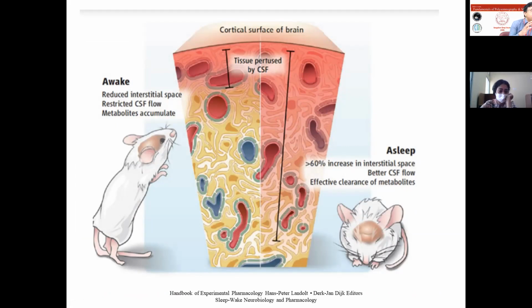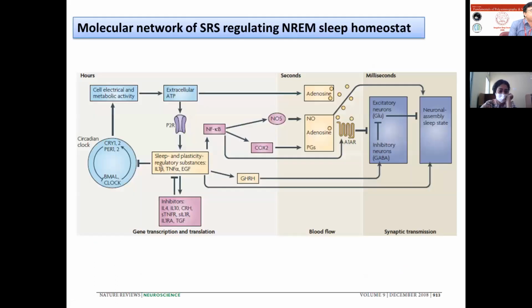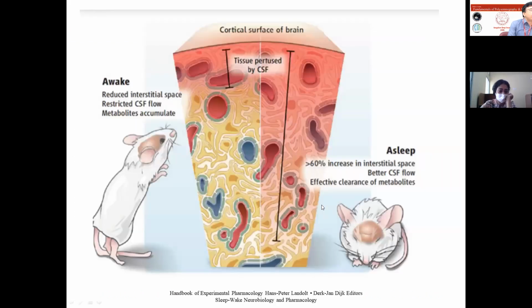So even this clearance of these metabolites, with the increasing of the interstitial space, is facilitated by the nitric oxide synthase, which is also in turn facilitated by the accumulation of all these cytokines. So this is to say that the sleep pressure, or the homeostatic regulation mechanism of sleep, plays a very important role in the initiation of sleep.